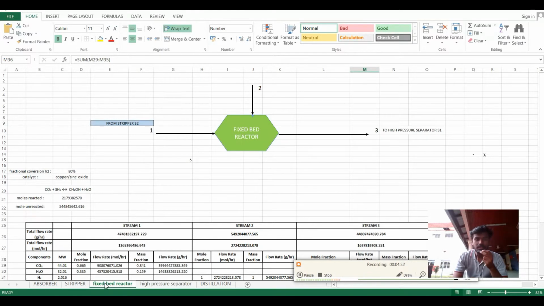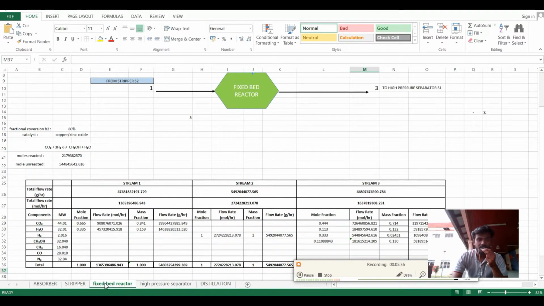So once we get the carbon dioxide from the two non-reactive units, which are the stripper and the absorber, we use the carbon dioxide obtained from these units to start our reaction in the fixed bed reactor. The information that we get from the internet is that the fractional conversion of H2 in the fixed bed reactor is 80%, and the catalyst used in this reaction is copper or zinc oxide, which will increase the reaction speed. And the reaction equation is CO2 plus 3H2 will produce methanol plus water.